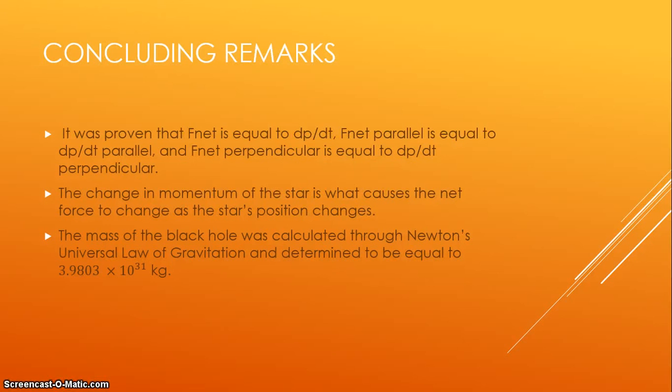It was proven that Fnet is equal to the change in momentum divided by the change in time. Fnet parallel is equal to the parallel component of the change in momentum divided by the change in time, and Fnet perpendicular is equal to the perpendicular component of the change in momentum over the change in time. Also, as the star's position changes, the net force acting on the star changes due to a change in momentum. And most importantly, the mass of the black hole was calculated through Newton's universal law of gravitation and determined to be equal to 3.9803 times 10 to the 31st kilograms.